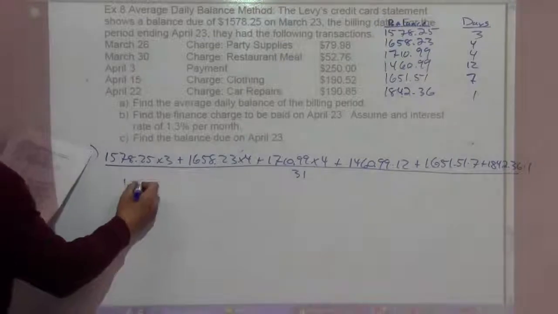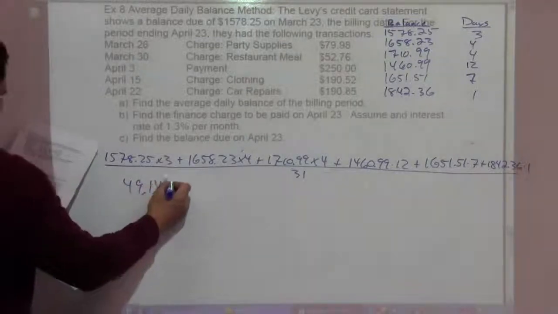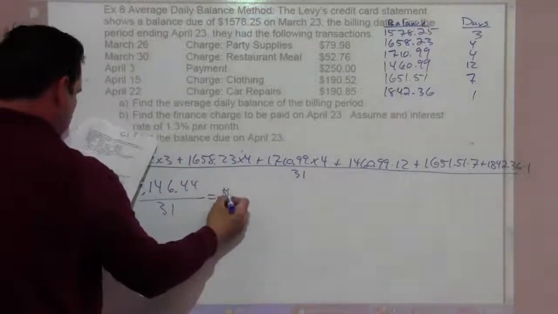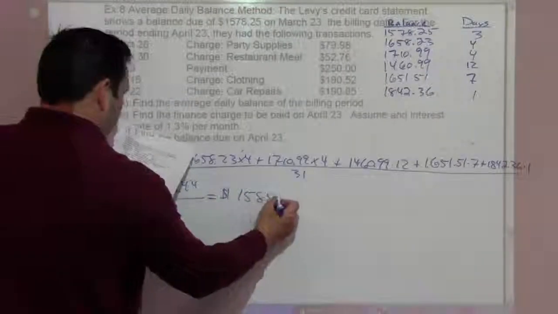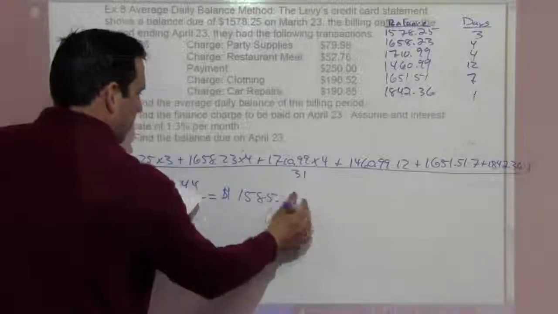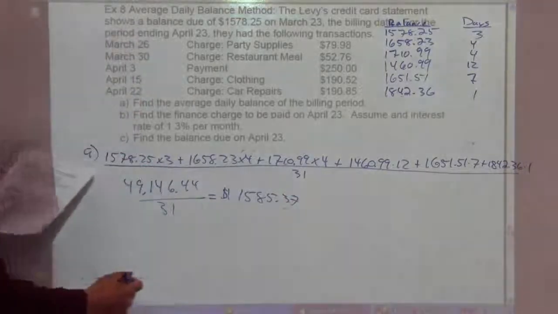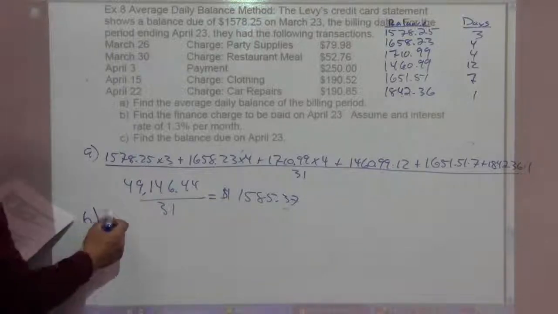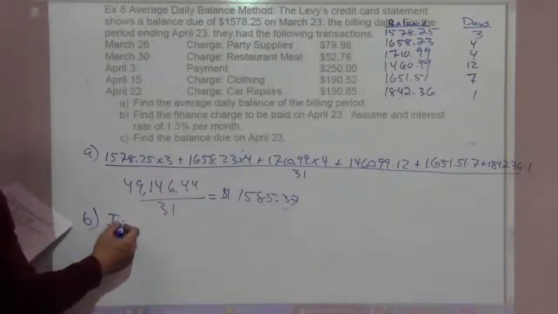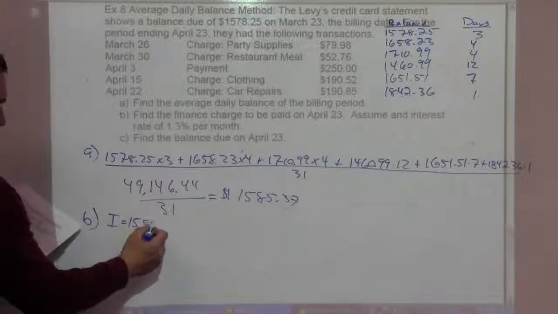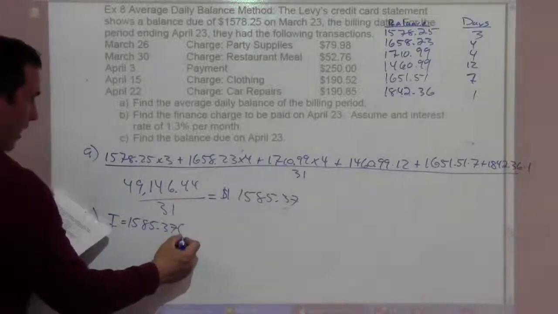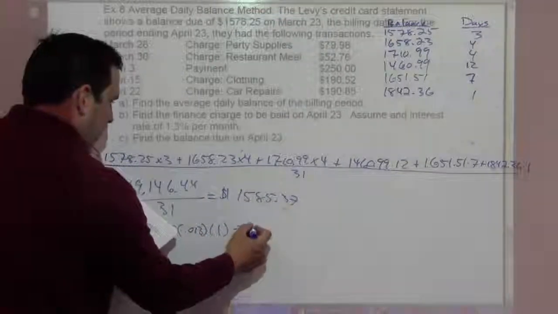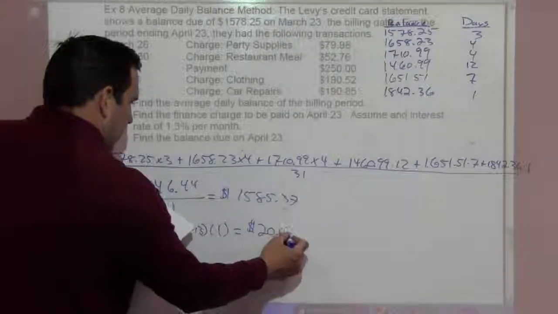And this will be 49,146.44 divided by 31, which gives us an average daily balance of $1,585.37. So for B, find the finance charge. That's going to be $1,585.37 times 0.013 times 1. That's $20.61.